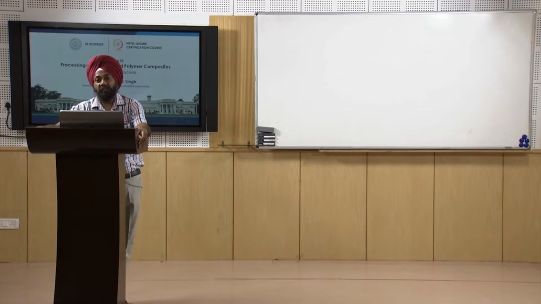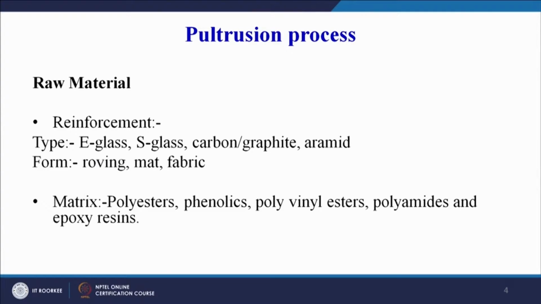Now what are the raw materials used for the pultrusion process? The reinforcement can be glass fiber, which can be E-glass or S-glass, then we can have carbon graphite fibers and aramid fibers. The form of the reinforcement can be roving, or in special cases a mat or a fabric. But generally we use the reinforcement in the form of rovings, which we mount on the creel, and from the creel the fiber filaments come and are then preformed into a particular shape before feeding them into the resin tank.